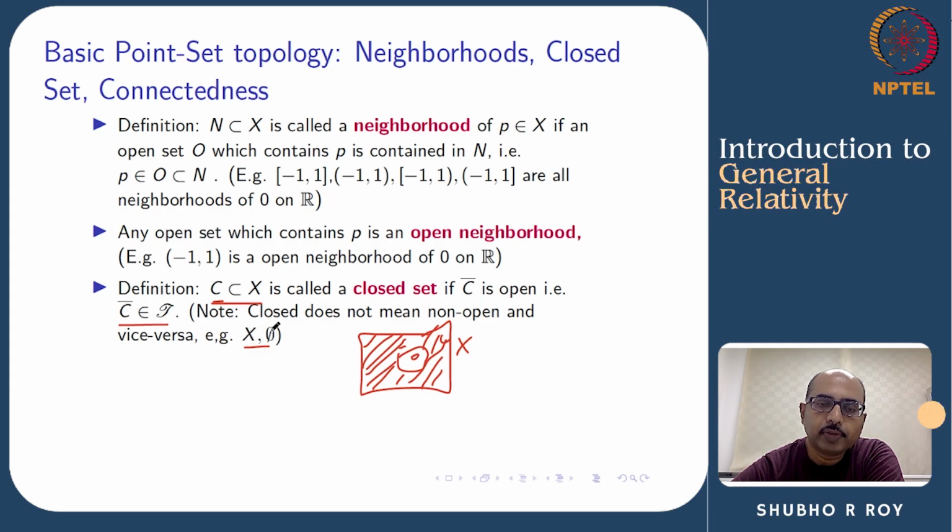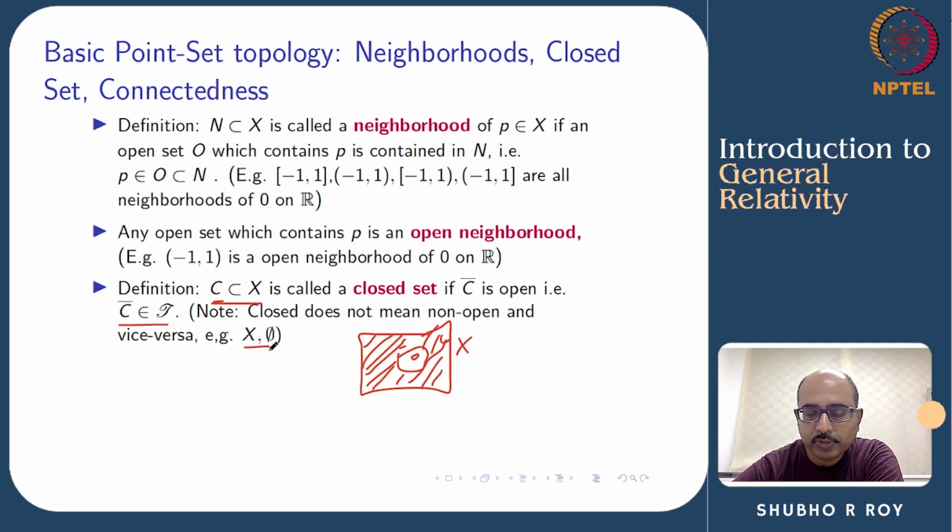Similarly, the null set is an open set by definition because we include it in every topology. But the complement of the null set is the full set, which is also an open set. So the null set is also a closed set. So the null set and the full set are both, simultaneously, closed and open.